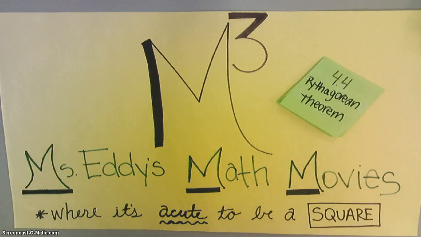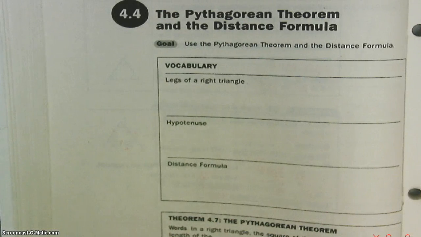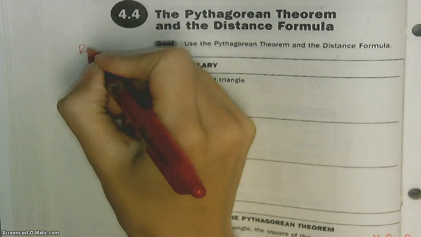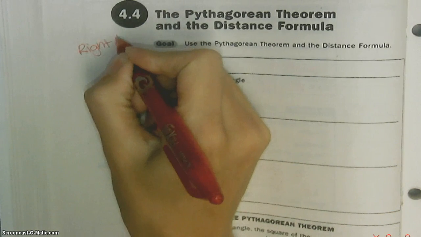Today's lesson is on section 4.4, the Pythagorean Theorem. By the end of the lesson, you should be able to use the Pythagorean Theorem and the distance formula to find the lengths of sides of a triangle. Before we jump right in, there's some really important vocabulary that you need to know in order to use the Pythagorean Theorem correctly. All of this is about right triangles today, as we use all of this with right triangles.